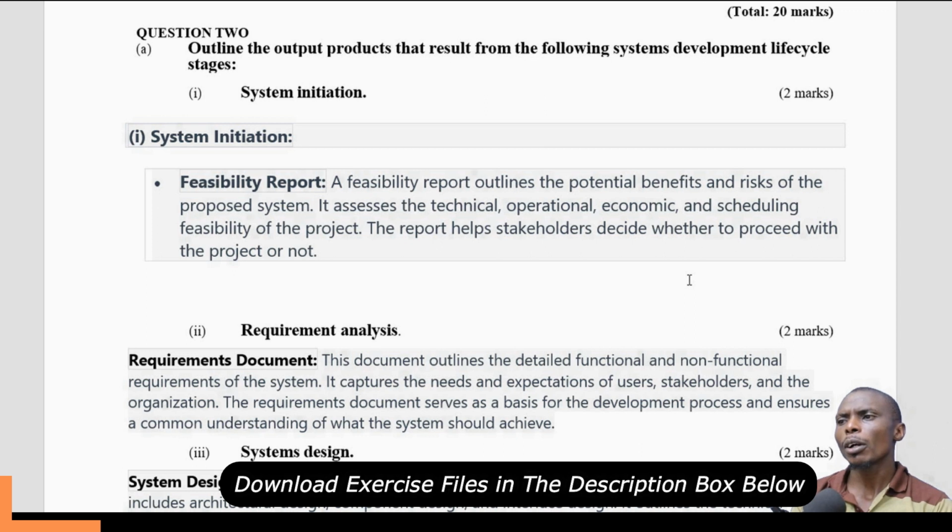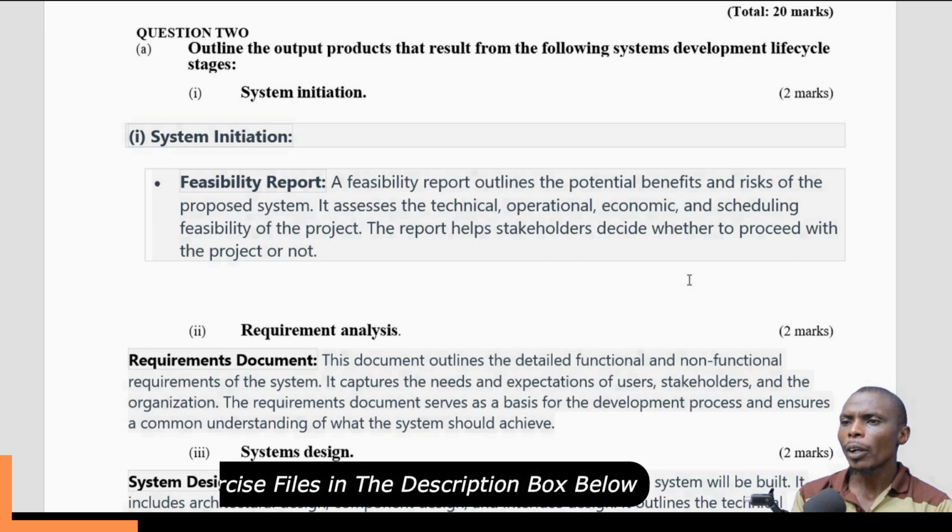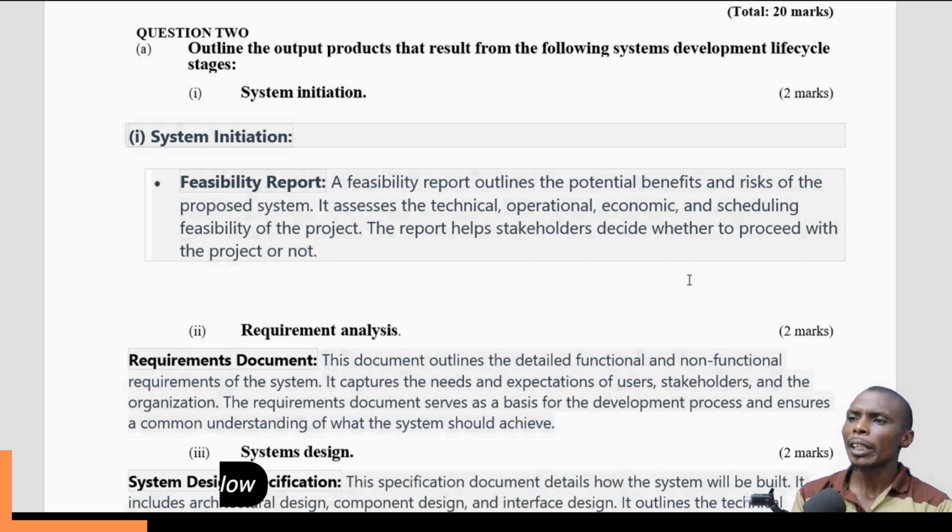It is a technical or operational or economic feasibility of the project. It checks whether the project is worth the cost, whether the technical bit of it, operational, even economic bit of it is feasible for the organization. So this one helps the stakeholders to decide whether to proceed with the project or not. So it is basically assessing the feasibility of this project.